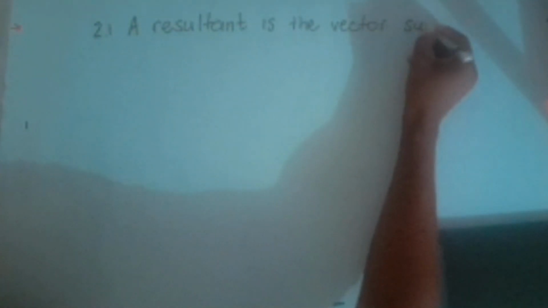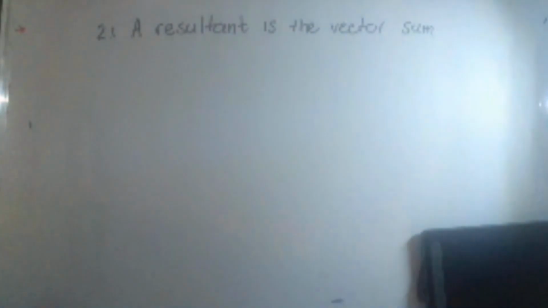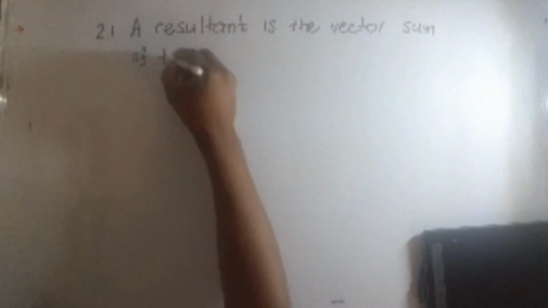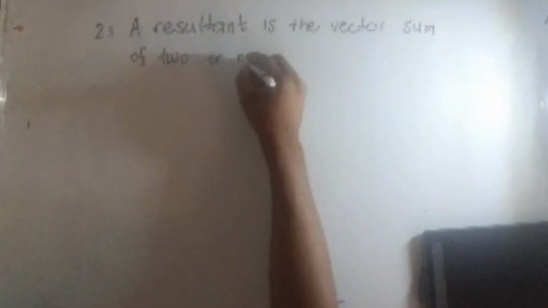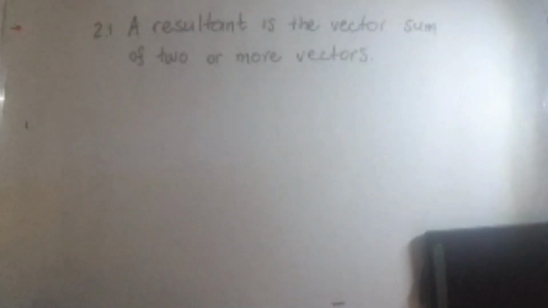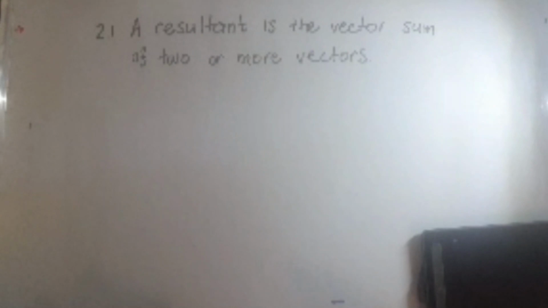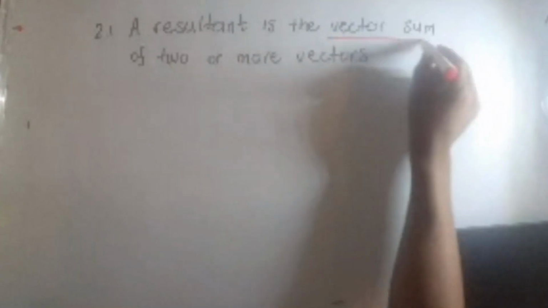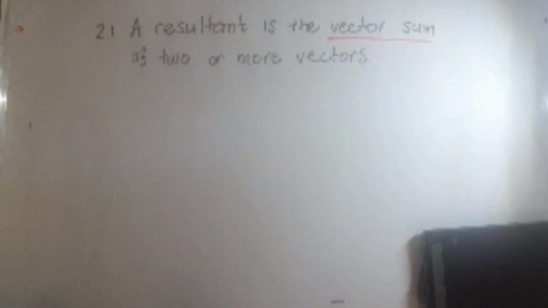For 2.1, a resultant is a vector sum of two or more vectors. Yeah, a resultant is a vector sum of two or more vectors. That term there is very important. Now let's move and do question 2.2.